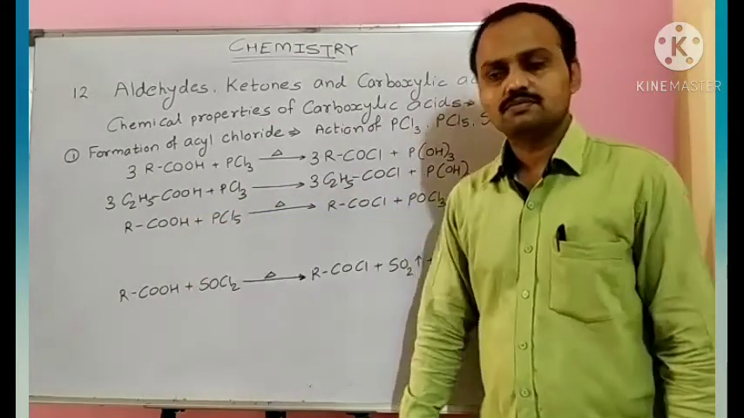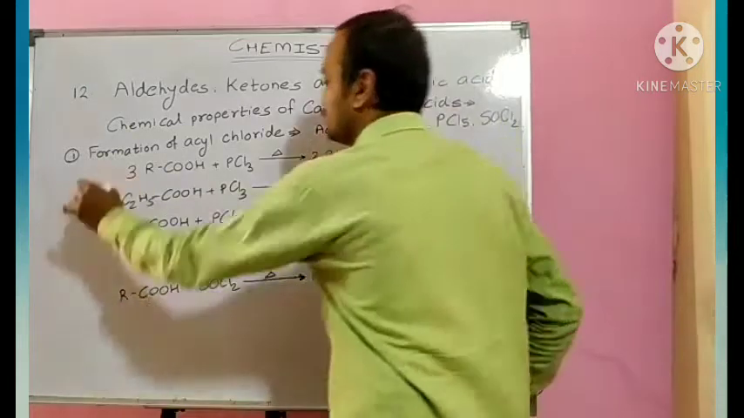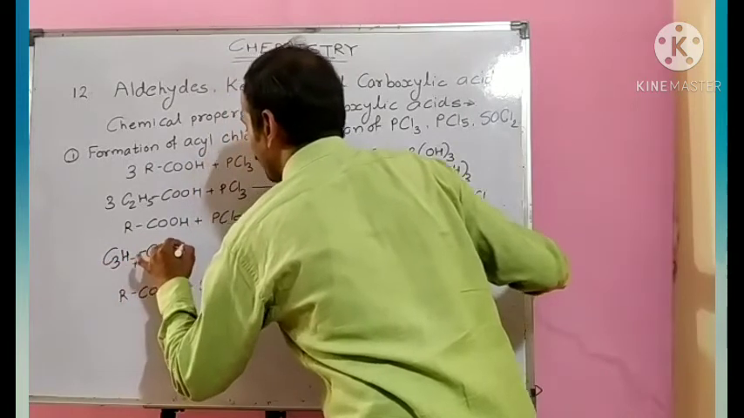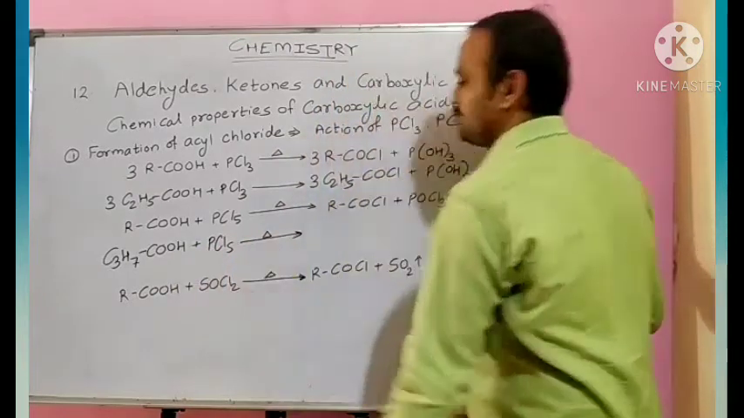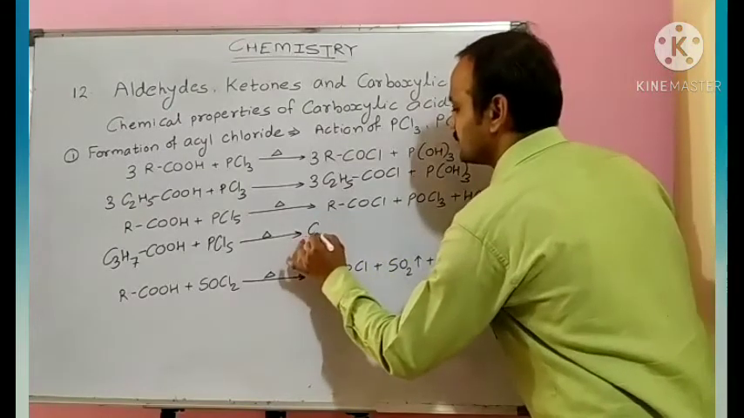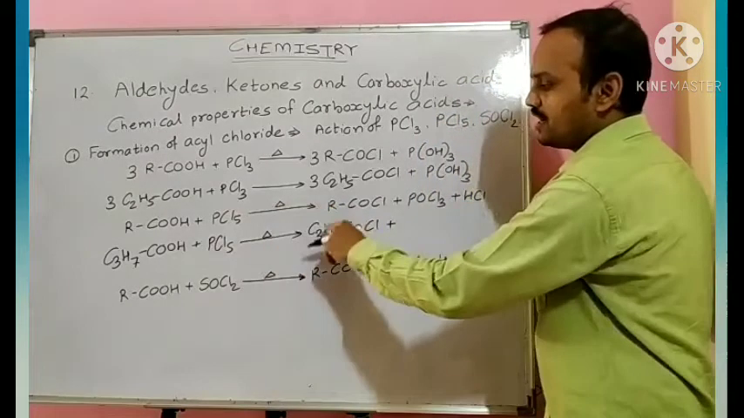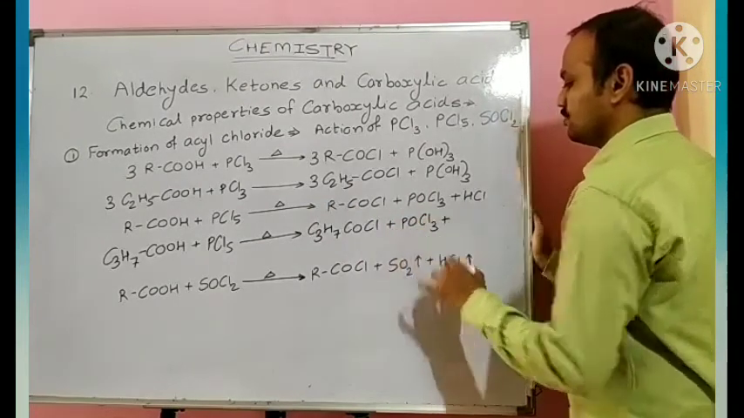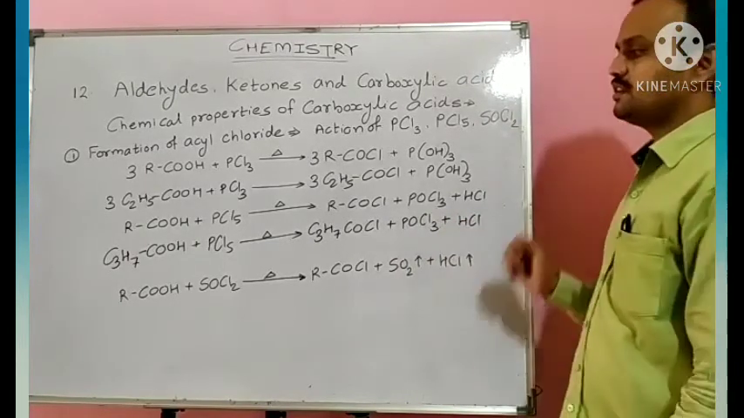Second example. If we replace this R by C3H7, C3H7COOH plus PCl5 in presence of heat, phosphorus pentachloride PCl5, we get C3H7COCl. We have just replaced this R by alkyl group, plus POCl3, phosphorus oxychloride, plus HCl as the byproduct.